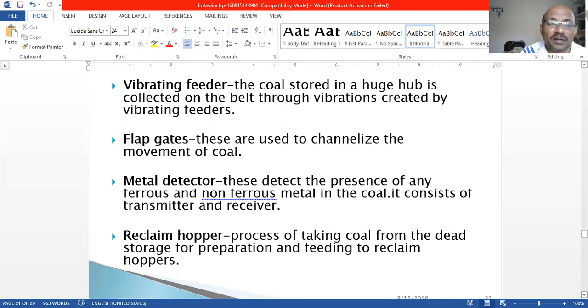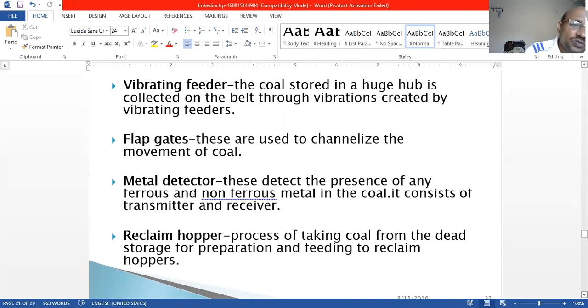These detect the presence of any ferrous and non-ferrous materials. We use both. A transmitter will be there and a receiver will be there. Then we throw the material to one area where a receiver is placed, and one dump area will be there, where we preserve the ferrous and non-ferrous materials that were in that coal.